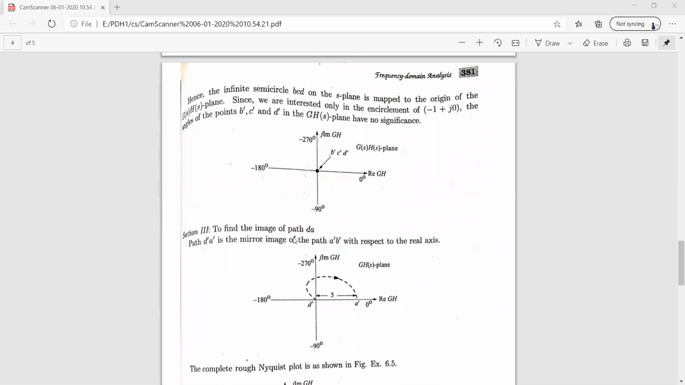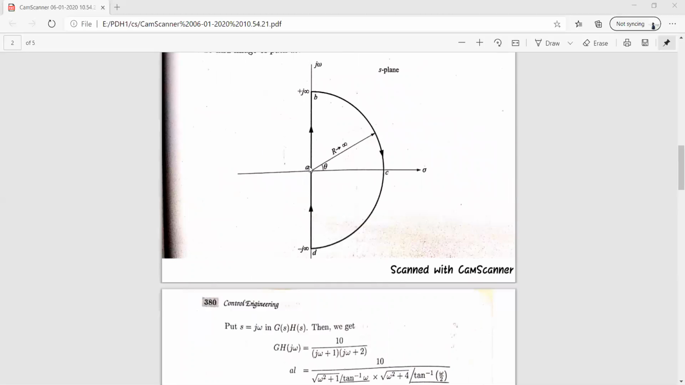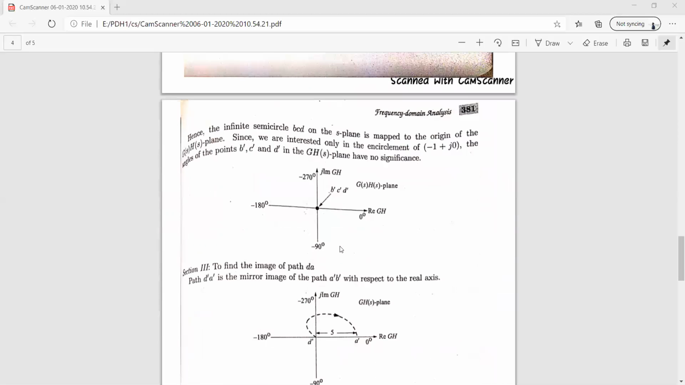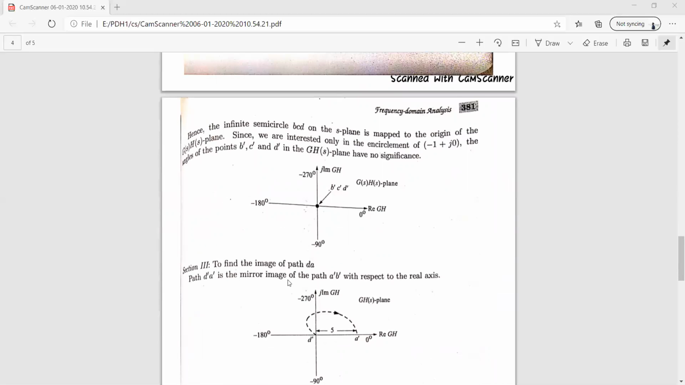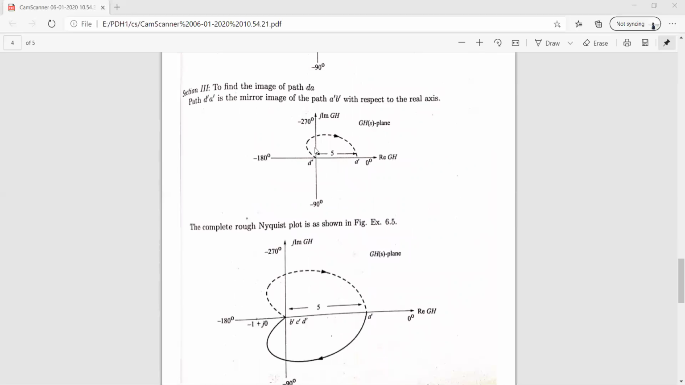Now, to find the image of the path DA, this is the path DA. So it is minus 90 to 0 degree, and you need to find D dash, A dash now. How exactly can you find that? See, the path D dash, A dash is a mirror image of A dash, B dash with respect to the real axis. We know how exactly A dash, B dash looks, so it looks like this. If I take B dash, A dash, this will be in this way. That is a mirror image that we have shown with the dotted line, right?